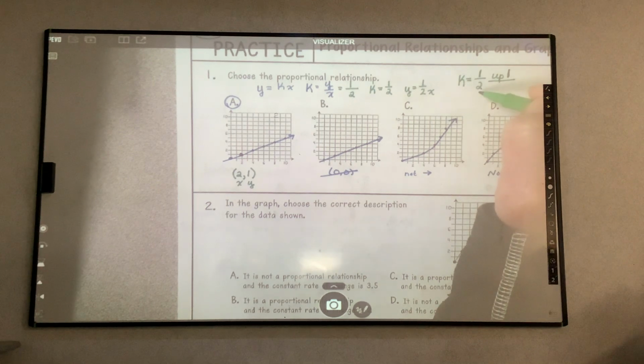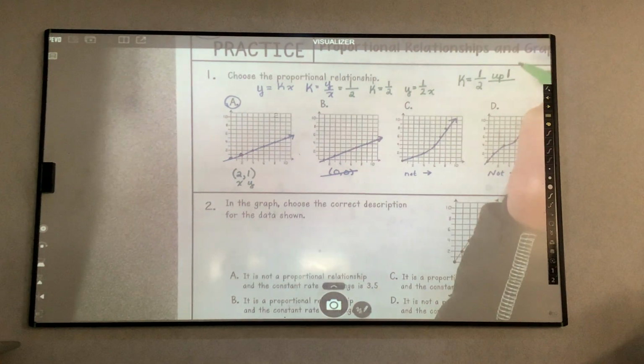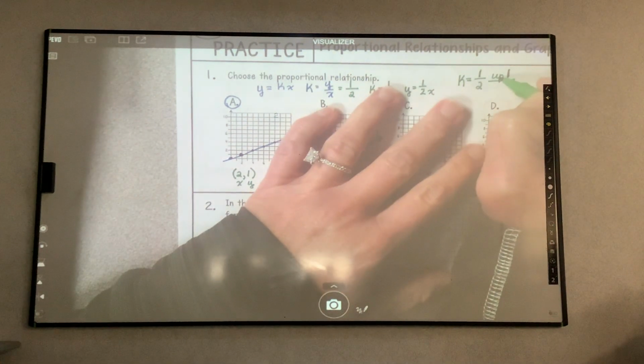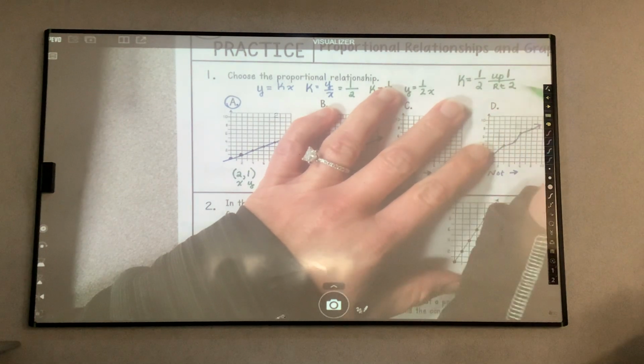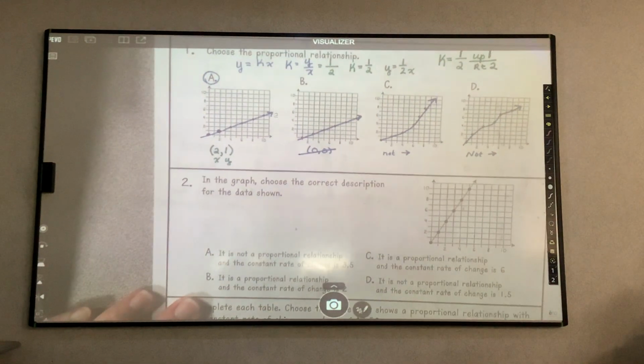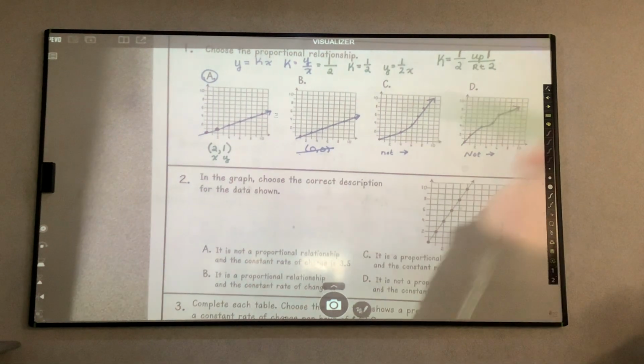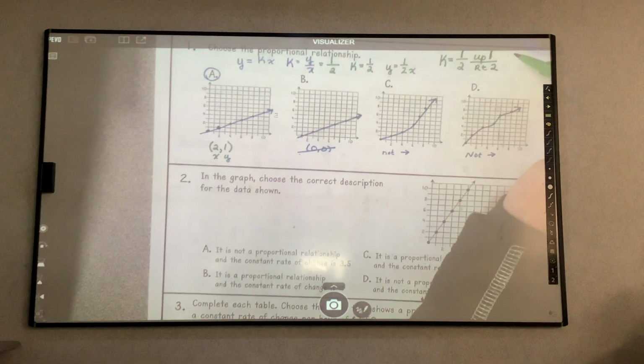Now 2 is my x. x means I'm either going left or right. If it's positive, I'm gonna go right. If it was negative, I would go left. So this one means I'm going up 1, right 2. And this gets us into the fact that k, the constant, is also our slope.